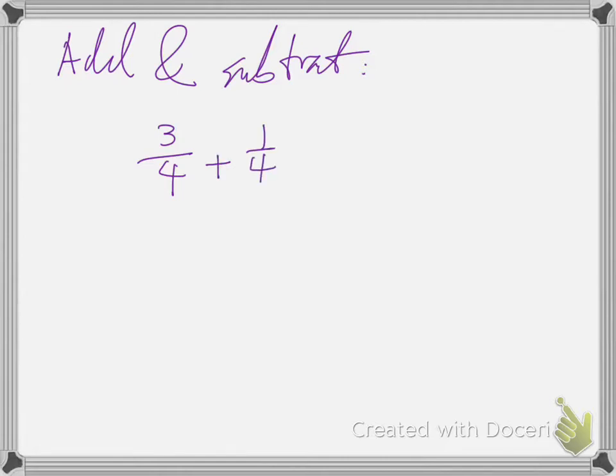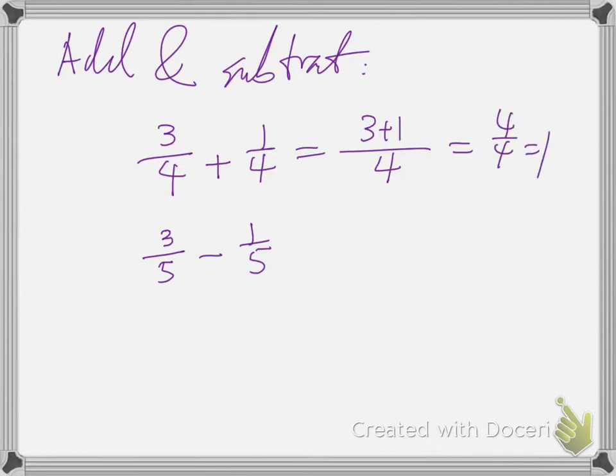Or you have 3 over 5 minus 1 over 5, okay? If you have the same denominator, you can put the common denominator and add the numerators. So this will be 3 plus 1, so 4 over 4, which is 1. Similarly for subtraction, keep the 5. 3 minus 1, you get 2 over 5. So if you have a common denominator, the question is very easy. Addition and subtraction is for the numerators only.